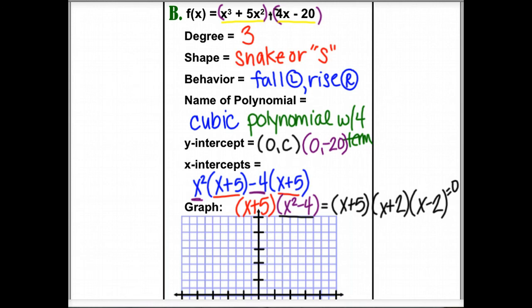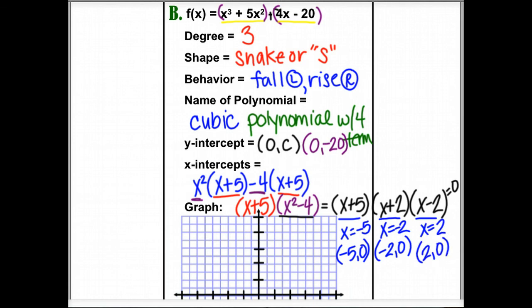And so if x plus 5 equals 0, if I subtract 5 from both sides, I get x equals negative 5, which means that one of my x-intercepts is negative 5, 0. If x plus 2 equals 0, I subtract 2 from both sides and get x equals negative 2. So my next x-intercept is negative 2, 0. And finally, if x minus 2 equals 0, I add 2 to both sides and I get x equals 2 with an x-intercept of 2, 0.